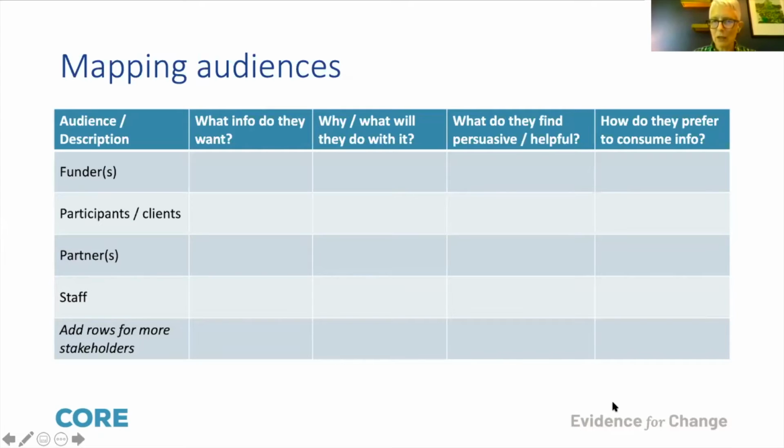And the same thing goes with the last column, which is getting a little bit more into the data communication end of things. If you know that folks prefer a one pager, if they prefer a bunch of charts, if they prefer a conversation, that can help guide your plans for measuring and then communicating what you've measured.